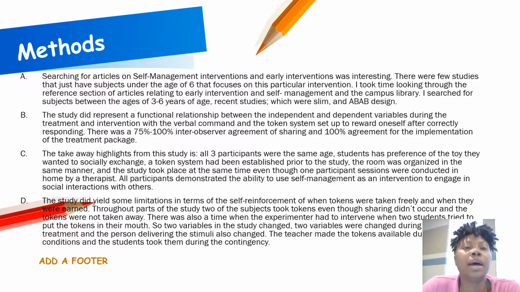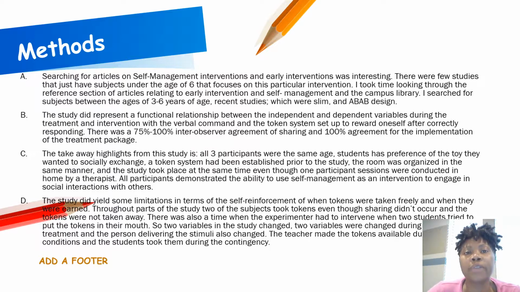Okay, the methods. How did I find the articles? How did I do the research for this? Well, searching for the articles on self-management interventions and early interventions was very interesting. There were a few studies that just have had subjects under the age of 6 that focused on this particular intervention. I took time looking through the reference section of many articles relating to early intervention and self-management and the campus library. I searched for subjects that were between the ages of 3 and 6 years of age, recent studies, and they were slim, but I did find some.